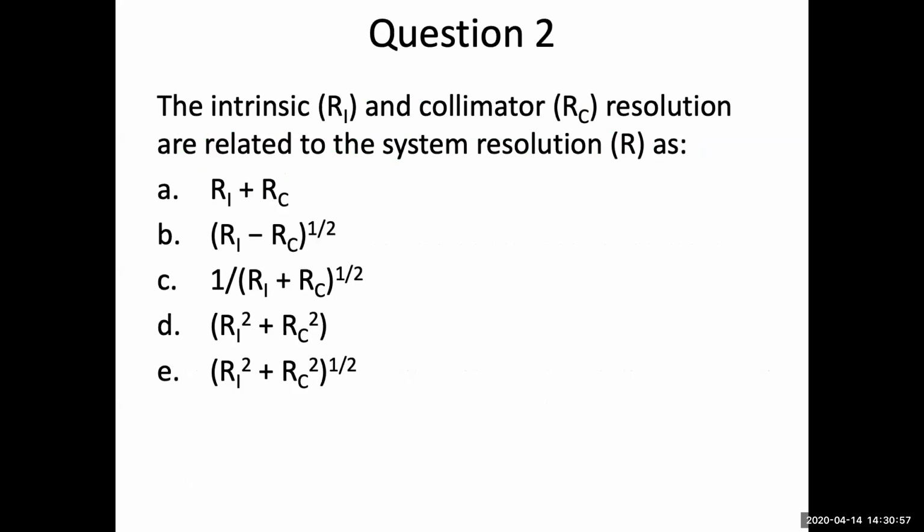The intrinsic resolution and collimator resolution are related to the system resolution as, which equation here? E, okay. Great. It's just difficult to remember these equations. So this is the equation of system resolution or overall resolution. It is the square root of R squared intrinsic plus R squared collimator. So this is the correct answer.